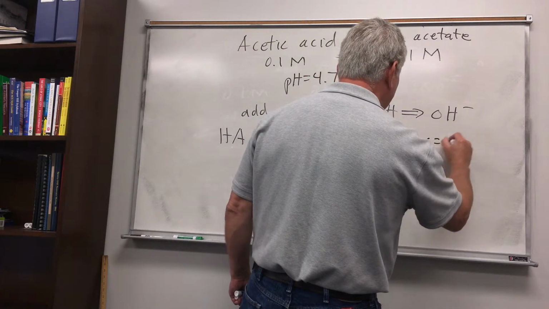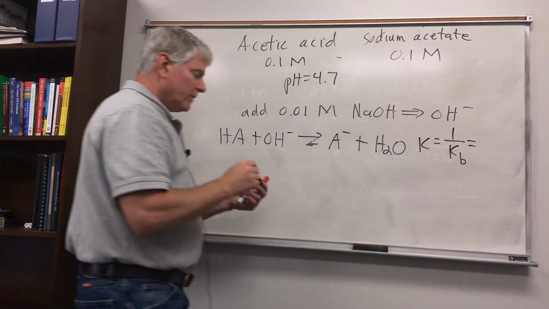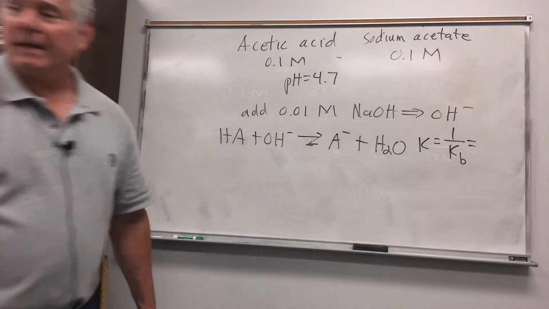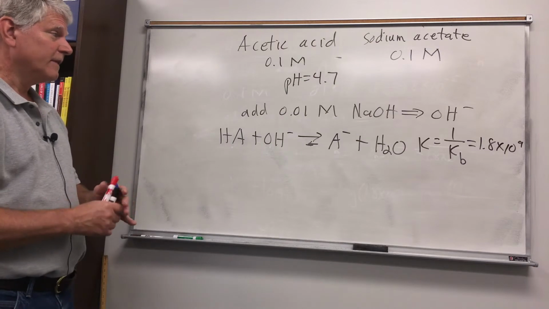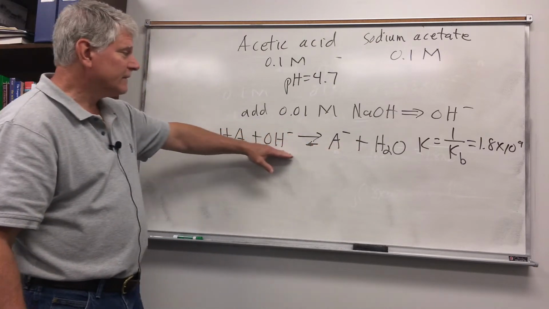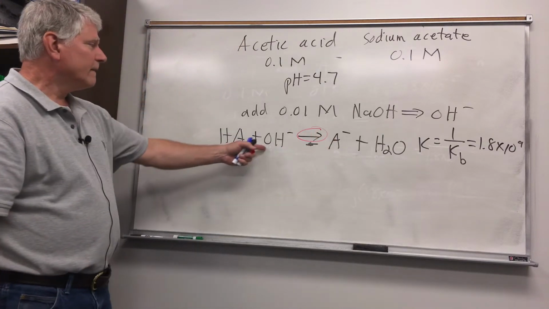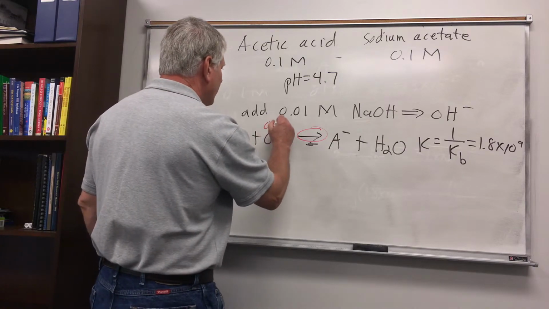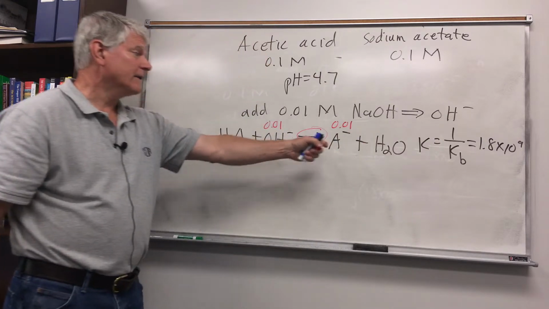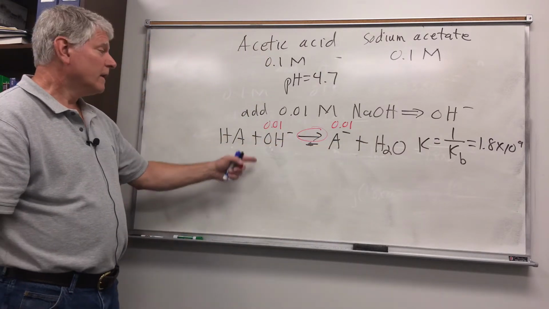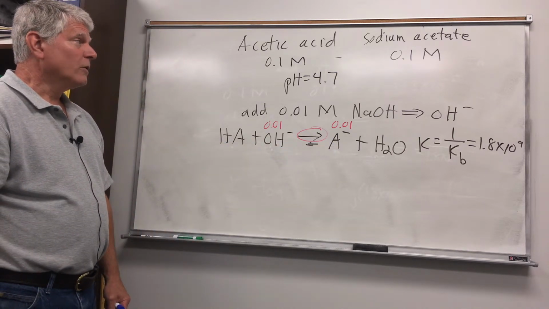So this equilibrium constant is just 1 over Kb, the conjugate base for acetic acid. So its value would be 1.8 times 10 to the 9th, so 1.8 billion. So this reaction goes essentially to completion. So we're going to consider this reaction going all the way. So if we start with 0.01 molar OH, then we're going to produce 0.01 molar A minus from this reaction. We're going to consider it going to completion because the equilibrium constant is so large.